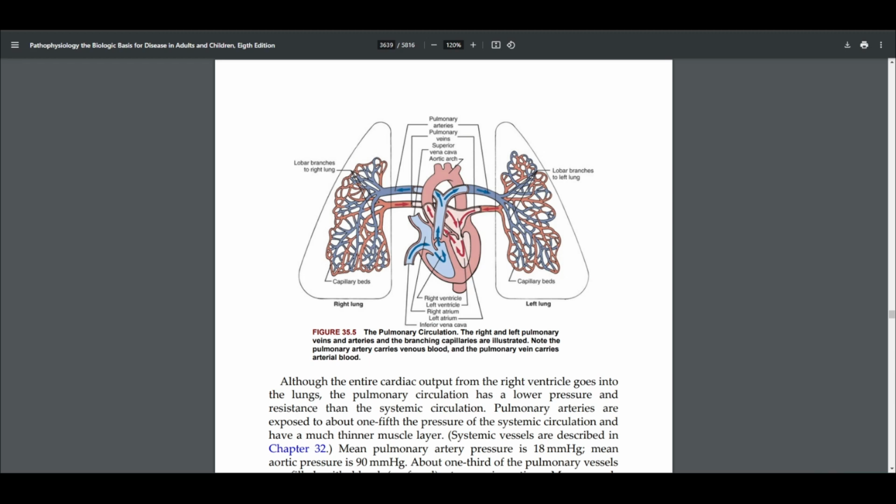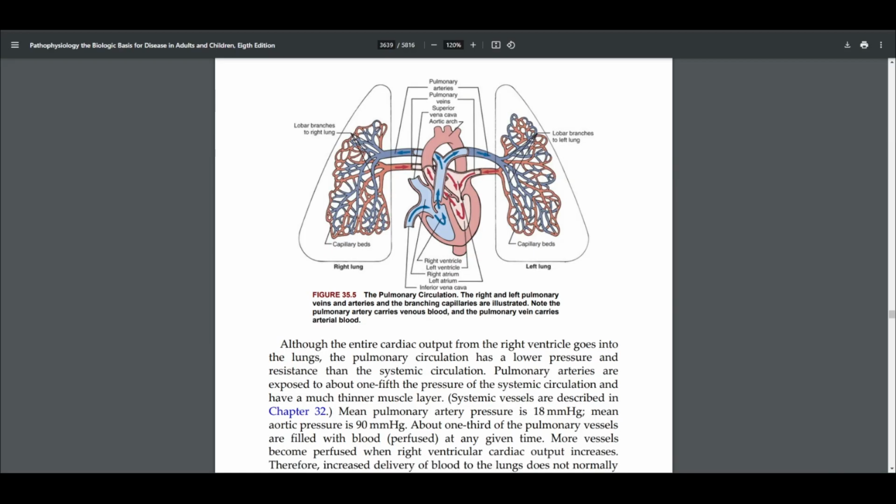Looking at this picture here, we have the pulmonary circulation. The right and left pulmonary veins and arteries and the branching capillaries are illustrated. Note the pulmonary arteries carry venous blood and the pulmonary veins carry arterial blood, one of the few times in the body where things are flipped.